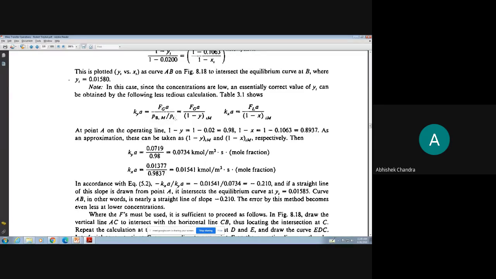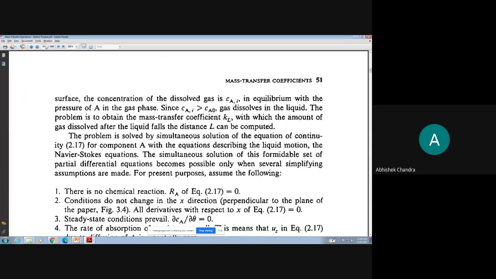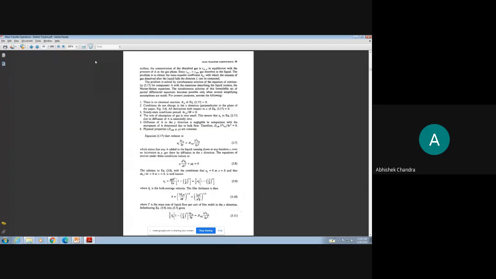So from this relationship, I will show the relationship again, this is 65. You can remember, these are the relationships which are given in Treybal also and other books also. With the help of these relationships you can find out kxa and kya. The same relationships they have used here.